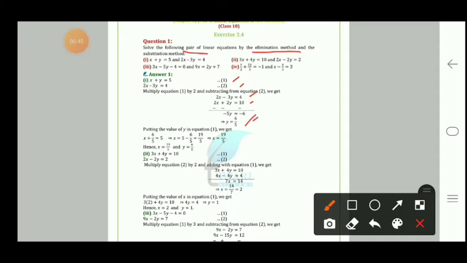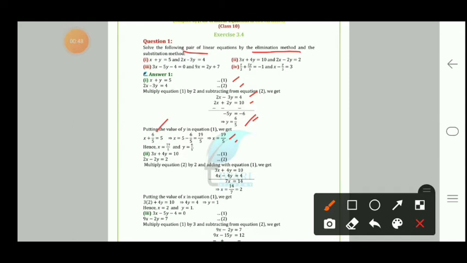Now putting this value y = 6/5 in equation number 1, we have x + 6/5 = 5, which gives us x = 19/5. So this is the required answer, x = 19/5 and y = 6/5. Now the second is 3x + 4y = 10.